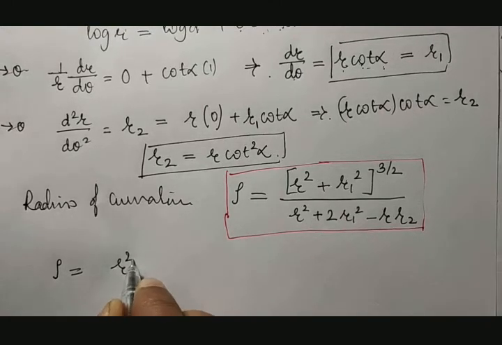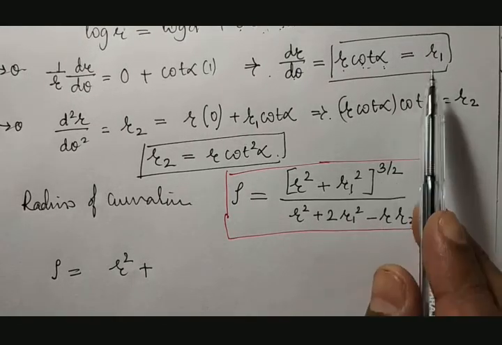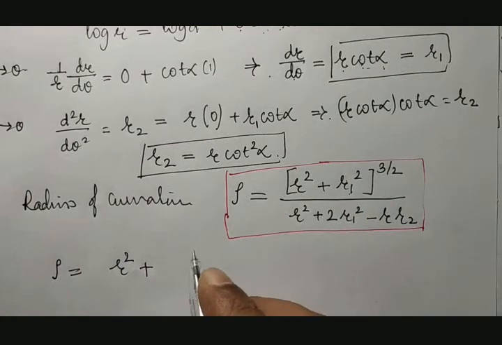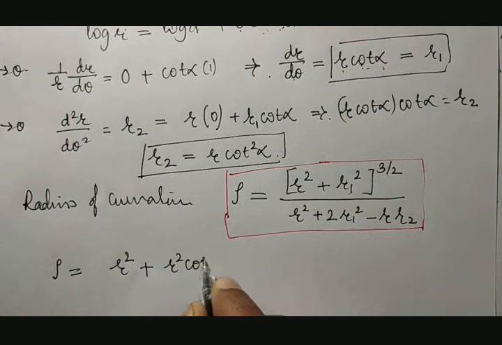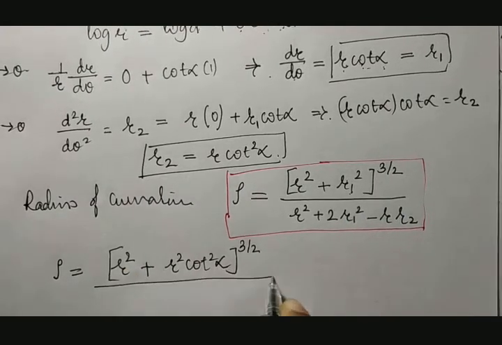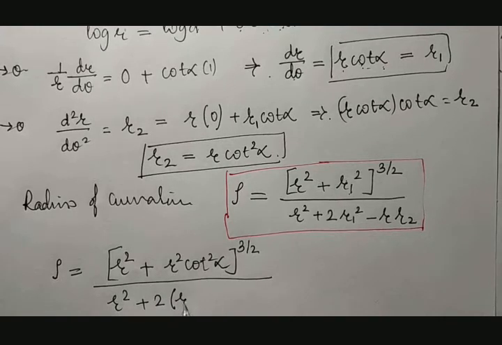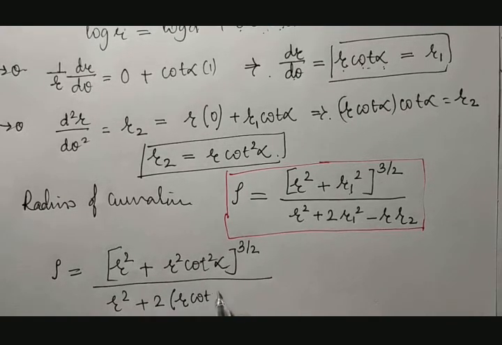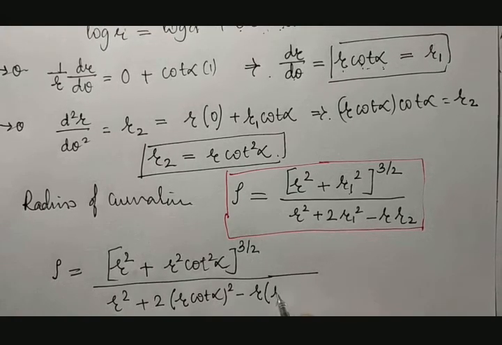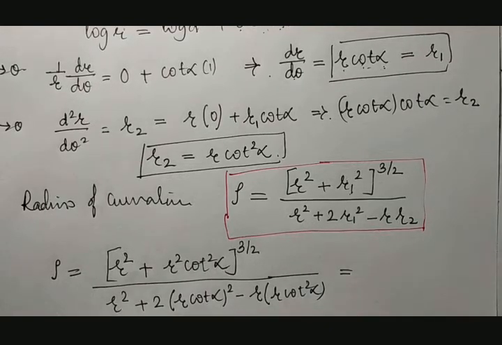You can see here r square, r is kept as it is, plus r1 square. What is r1? r1 is nothing but r into cot alpha. Then it becomes r square into cot square alpha, that raised to 3 by 2. This divided by again r square as it is plus 2 into r1 square. r1 square is again r into cot alpha the square, minus r into r2. What is r2? r2 is r into cot square alpha. Fine.